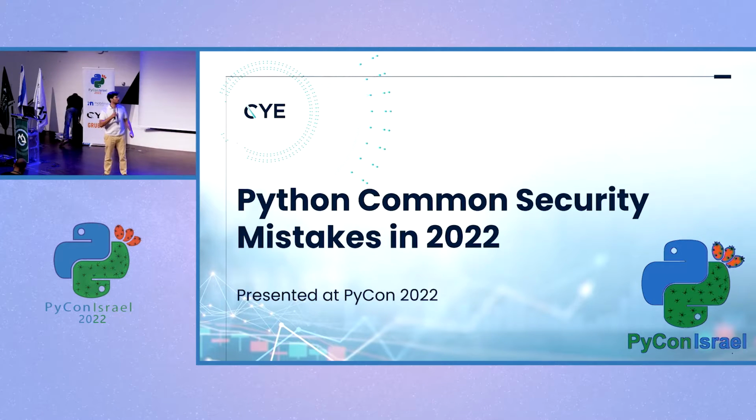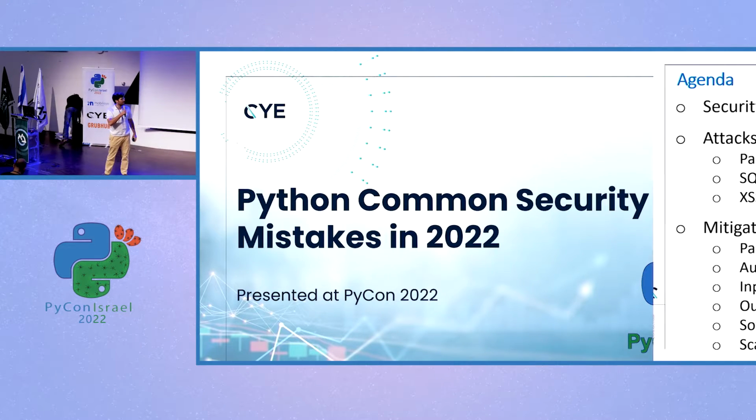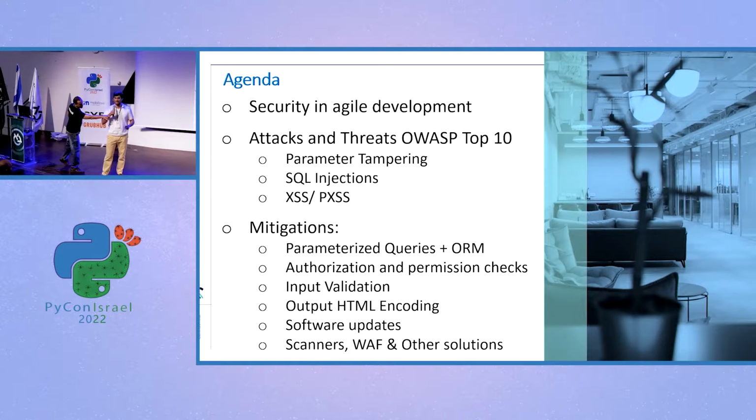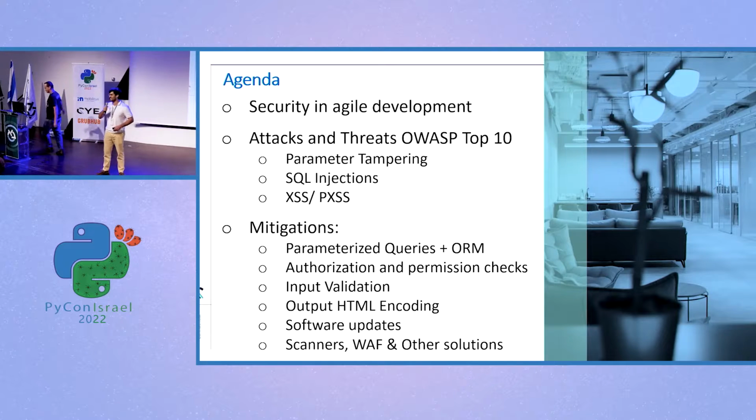In this talk, we're going to talk about how to hopefully write more secure software. We are going to talk about the process to achieve that in the past and in current days. And we are also going to show you some common security mistakes that we see all the time, and also their mitigations.